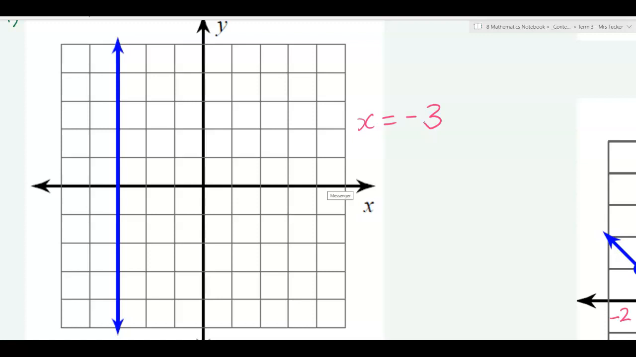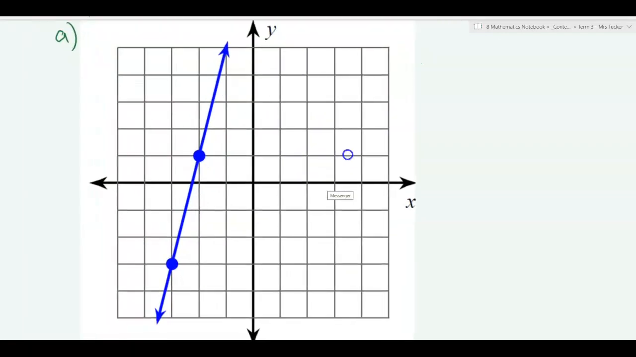Does not exist. It's not through the origin, but it does not intersect at the origin. This line is never going to cross over with the y-axis. What do we call that when two lines are never going to intersect? They're parallel. Good.